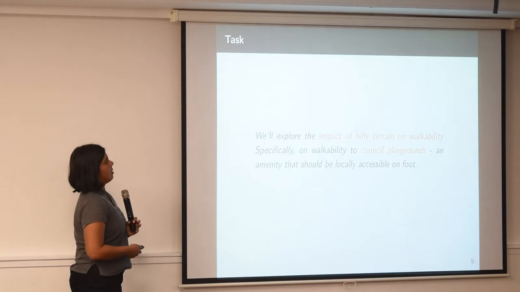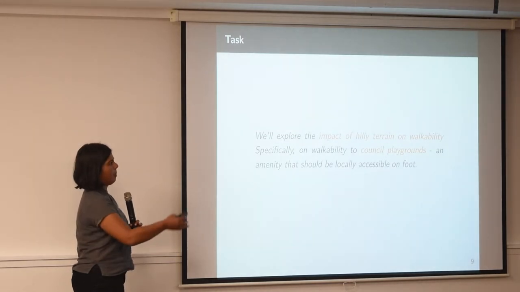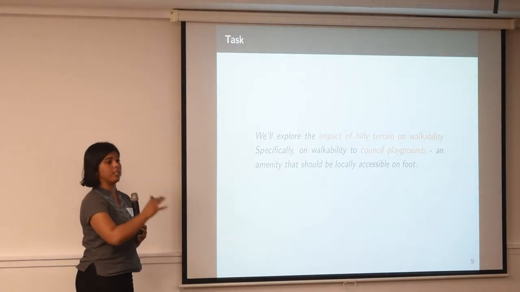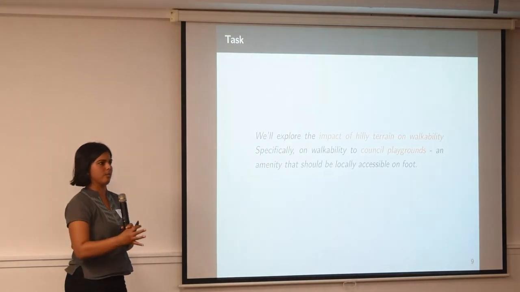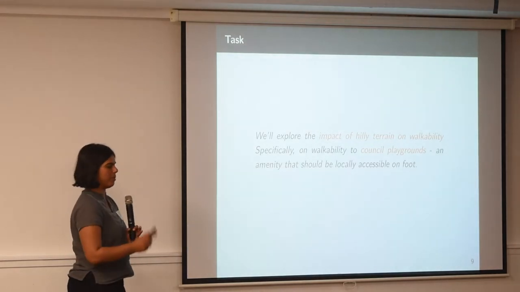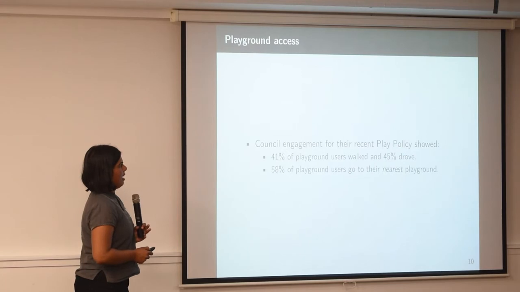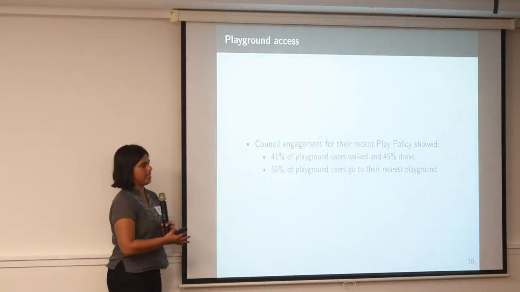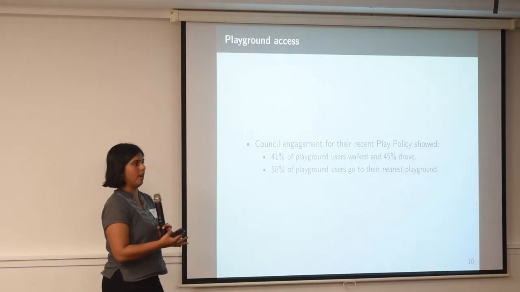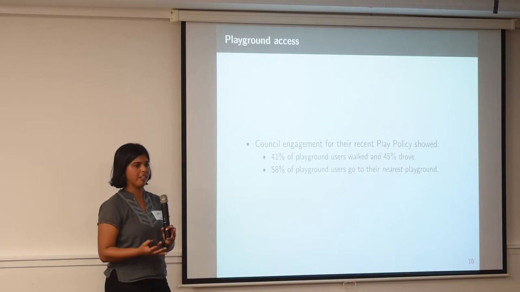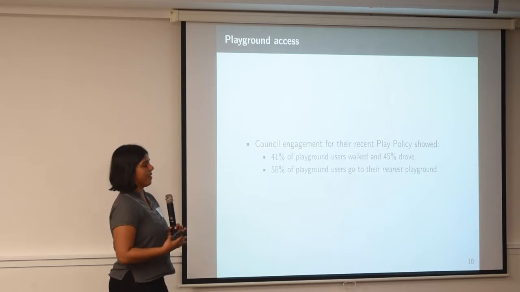So this is our task. We're going to be examining the impact of hilly terrain on walkability. And the way I've done it is looking at walkability to council playgrounds. And there's a reason for that. You can approximate walkability through an accessibility metric. And why we do that is most people actually access the nearest council playground, and a good number of them access it on foot. A lot of them also access it by car, which is annoying.